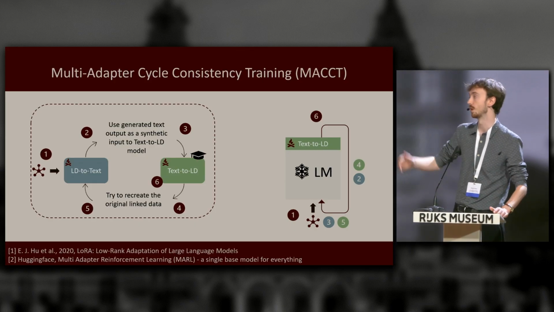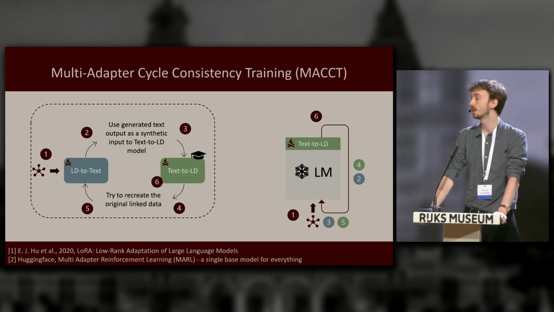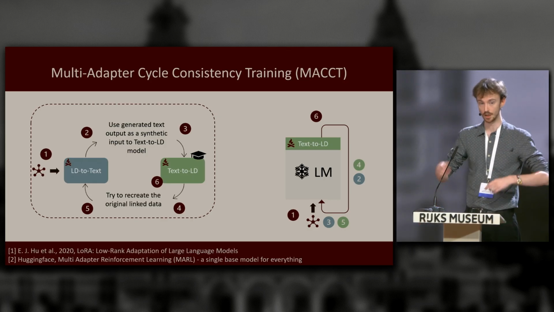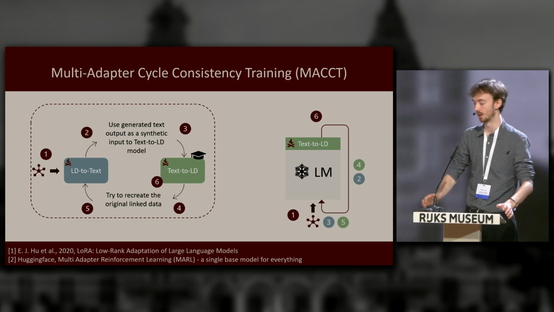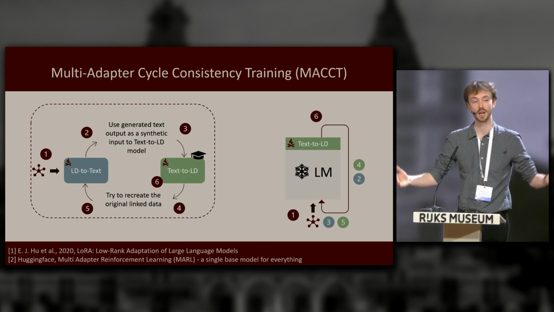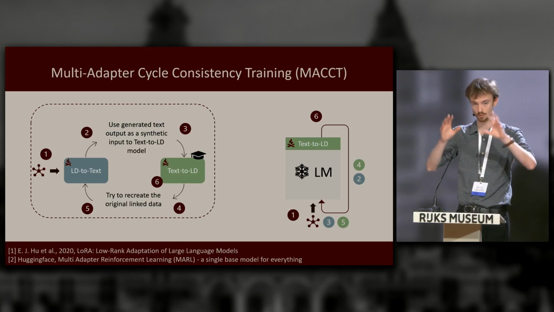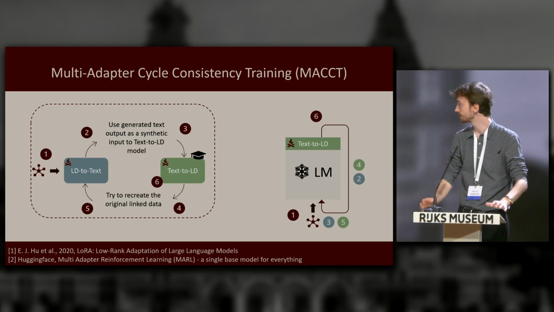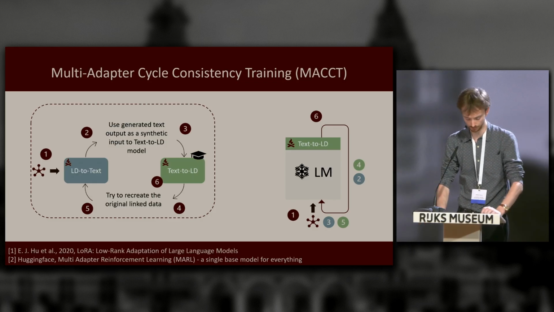In the first instance, we might pass in real text, and in the second instance, we might pass in real linked data. And over time, these two models improve the quality of the other model so that we don't need to have this expensive aligned data. We can use larger, more freely or widely available sources of just text and linked data separately.